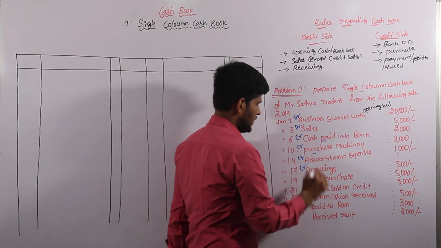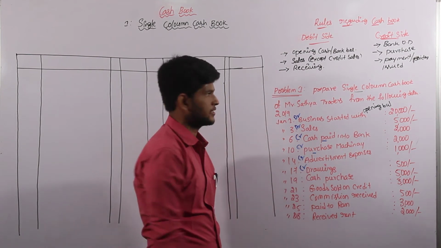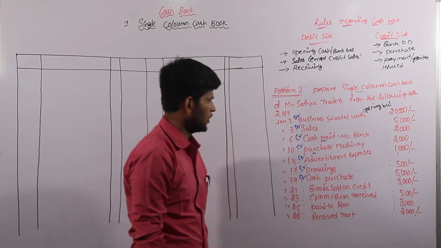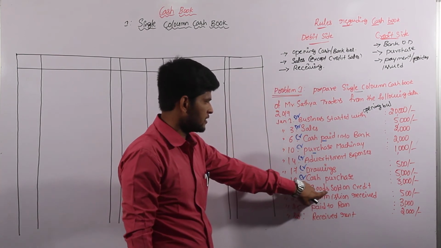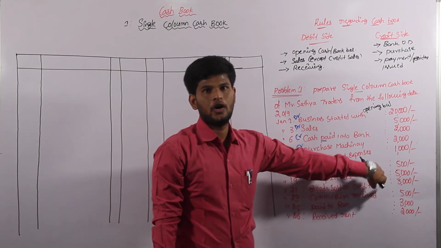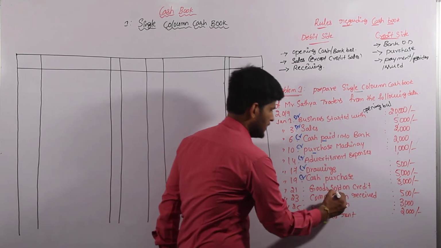It will also be credit side. Cash purchase, purchase is also credit side. And goods sold on credit. Here the transaction clearly says goods sold on credit. We are selling goods on credit, so this is a credit sale.